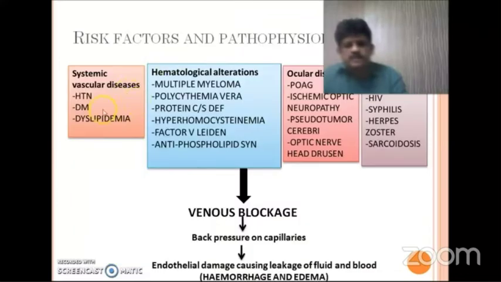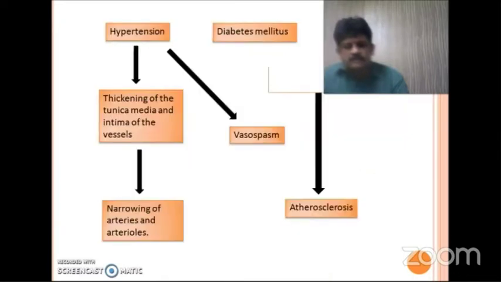Risk factors, systemic: association of hypertension, diabetes and dyslipidemia; hematological alterations like multiple myeloma, polycythemia vera, etc.; ocular disease like primary open-angle glaucoma, pseudotumor cerebri, optic nerve head drusen; and inflammatory conditions which can cause vasculitis like HIV, SLE, syphilis, etc. These factors cause venous blockage, which in turn increases the pressure on the capillaries, which in turn causes endothelial damage and leakage of fluid from blood into the retina.